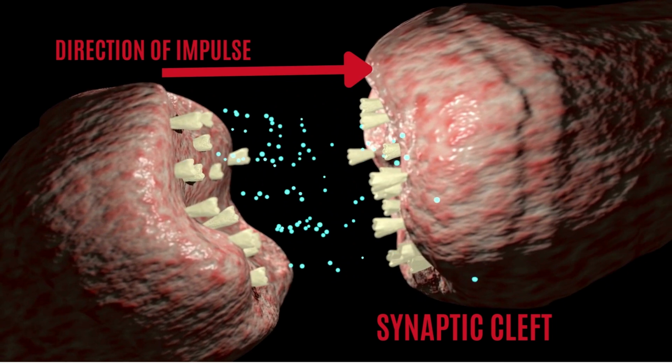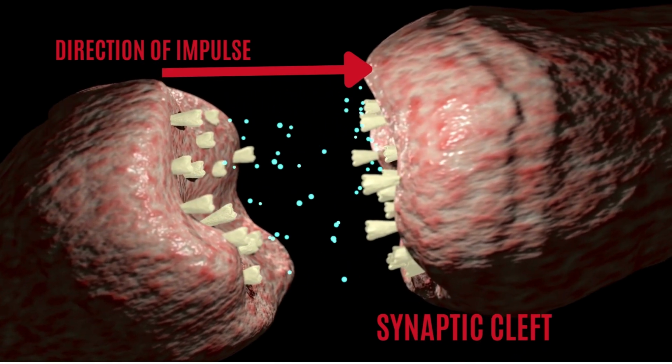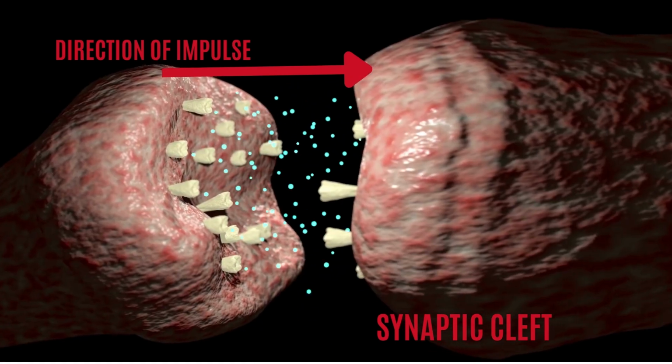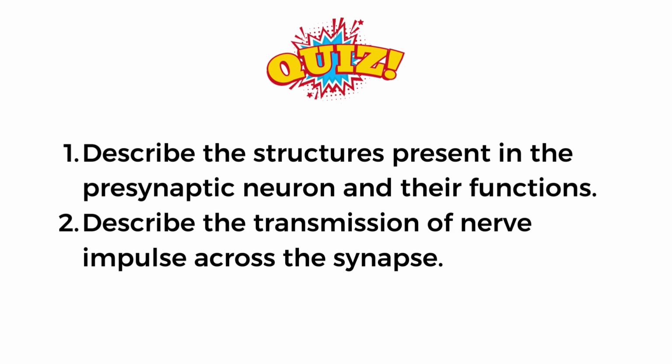If the neurotransmitter is acetylcholine, it will be broken down by acetylcholinesterase. The remnant of acetylcholine is taken back into the presynaptic neuron. There are many variations and deep topics about the synapse which I will cover in upcoming videos.